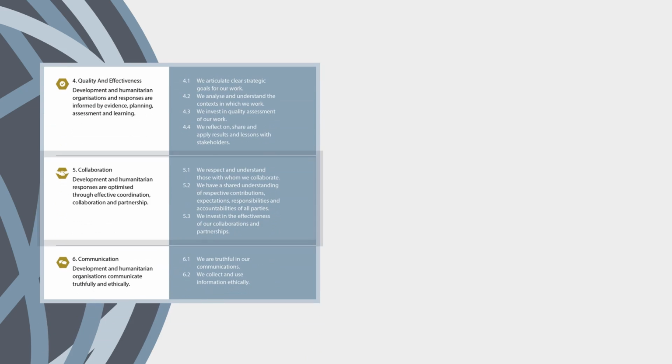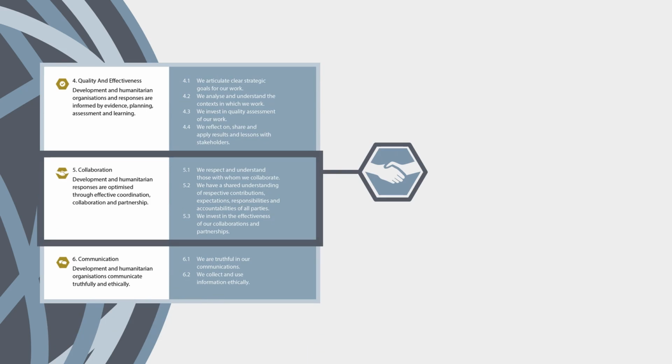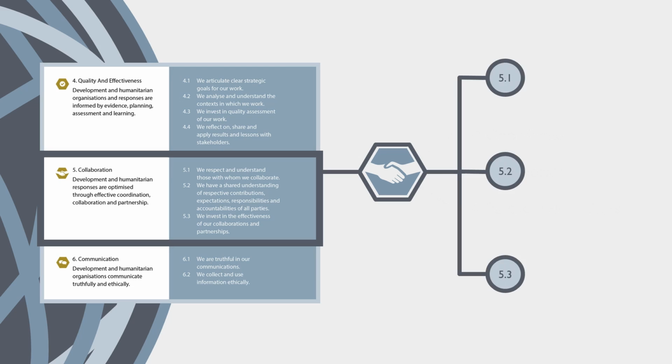Let's look at quality principle number 5, collaboration. This quality principle requires us to coordinate, collaborate and partner with others. It has 3 commitments. The commitments focus on respecting our partners, building a shared understanding of how to work together, and investing in effective partnerships.